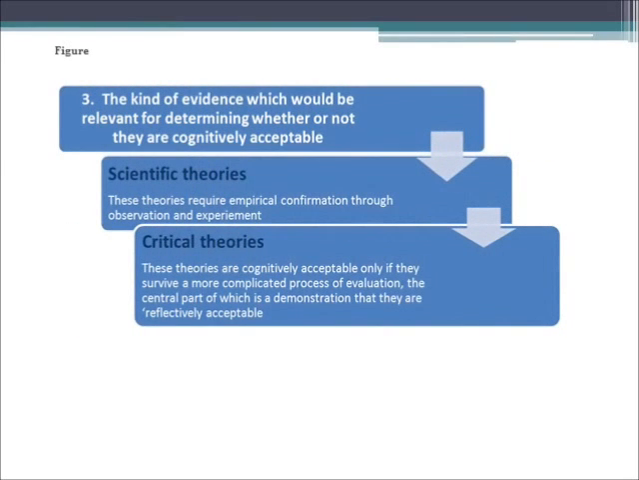And the third is the kind of evidence which would be relevant for determining whether or not they are cognitively accepted, the theories that is. And with scientific theories, these theories require empirical confirmation through observation and experiment. Critical theories, on the other hand, are cognitively acceptable only if they survive a more complicated process of evaluation, the central part of which is a demonstration that they are reflectively acceptable.